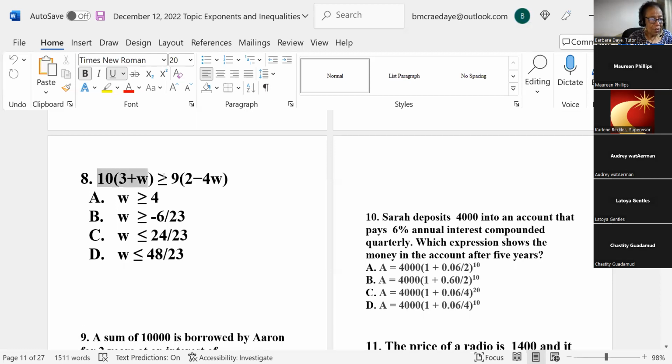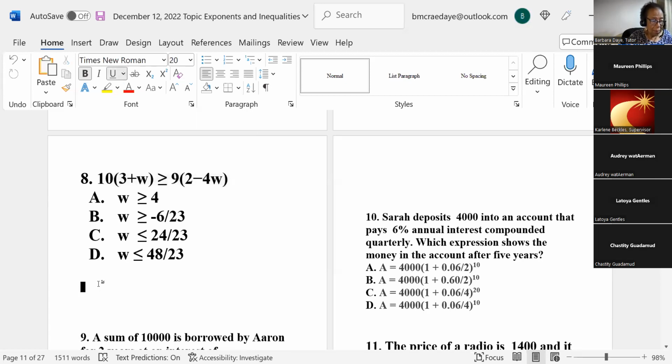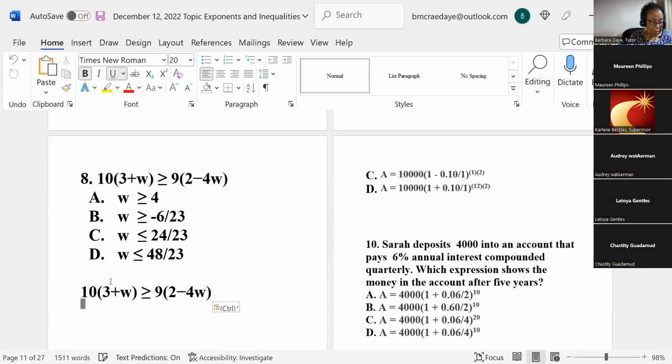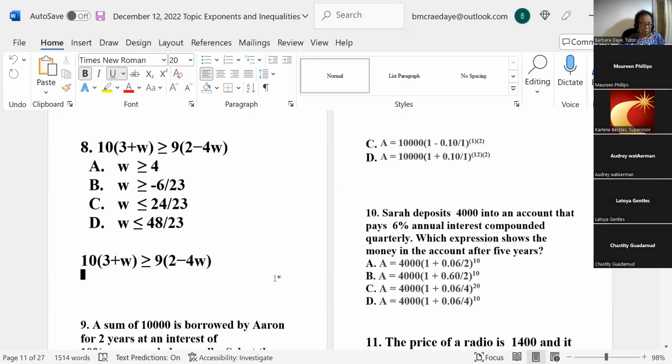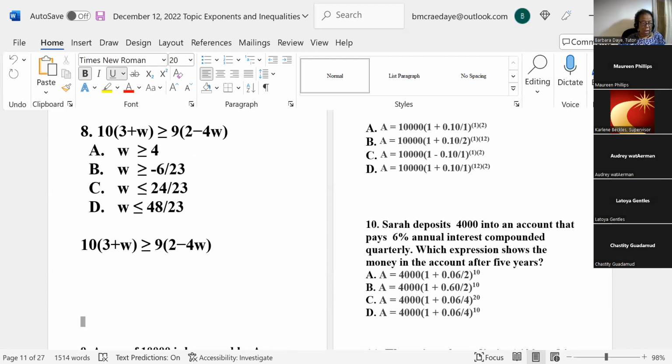Let me copy this and you do your multiplication. Remember your signs: unlike signs give you negative, like signs give you positive. So that 10 is multiplied by the 3 and the w, the 9 times the 2, the 9 times a minus 4w. And then combine all your w variable expressions and combine your constant expressions. And tell me what you got.